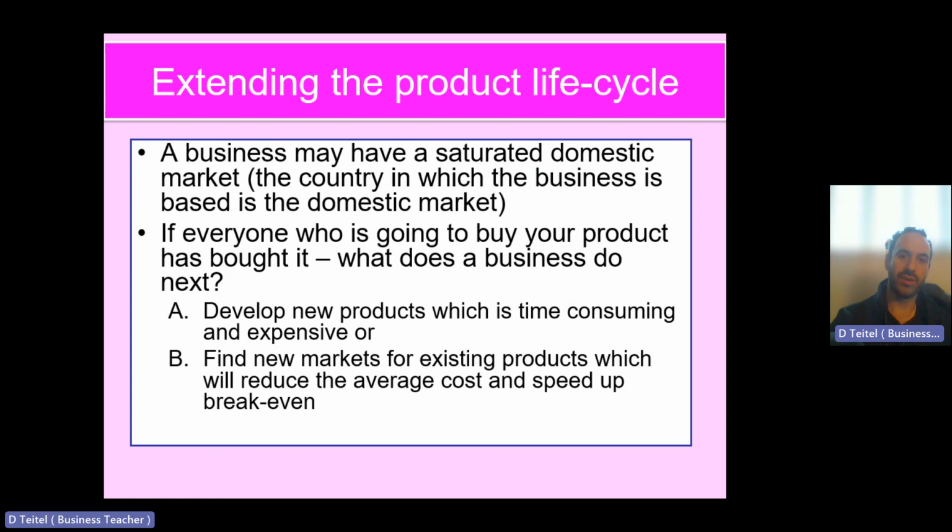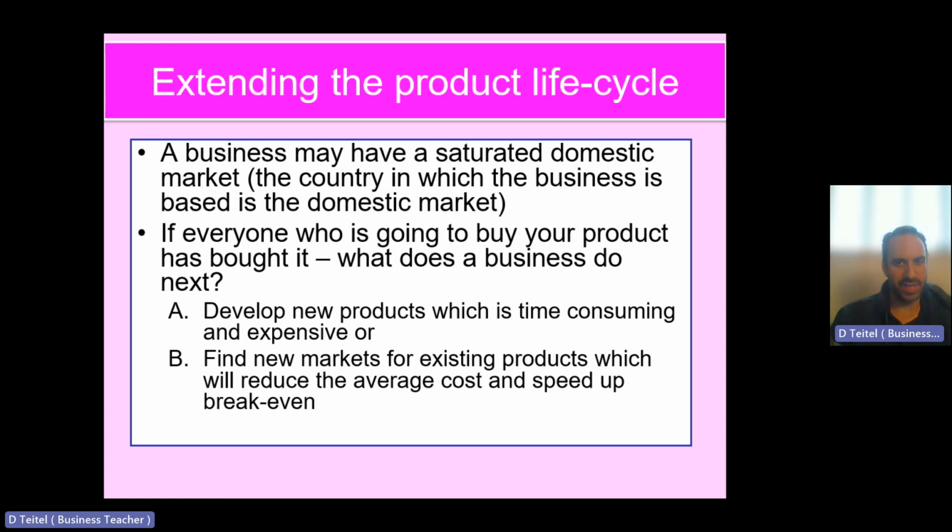So either develop new products, which is time consuming and expensive, or find new markets for existing products, which will reduce the average cost and speed up the break even. If you were using this in an exam question, be really clear how you're talking about extending the life cycle. So sometimes if you're revamping an older product, be really clear on what you're doing.